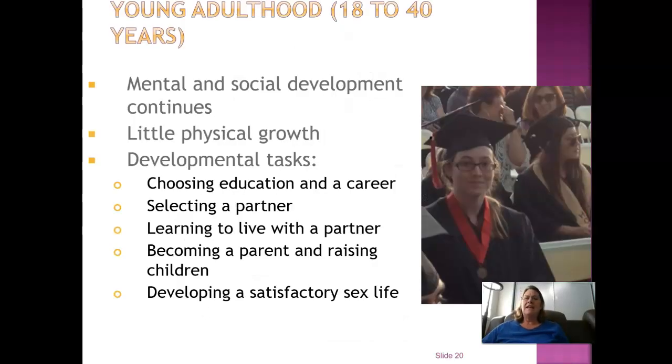Young adulthood, 18 to 40. Mental and social development is continuing, but there's little physical growth. So that's a big long range of age, about 20 years. Physical changes are still happening. Physical changes are going to continually happen throughout your lifespan, but you don't always notice them then because they're fairly subtle.